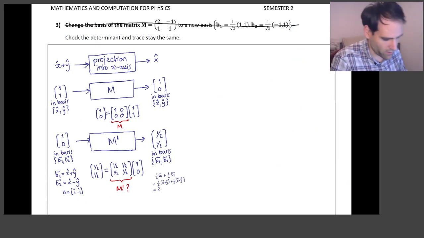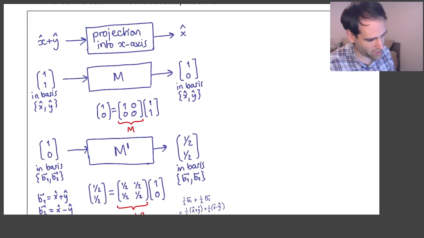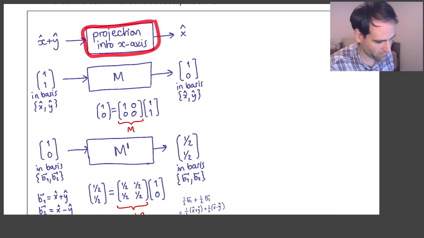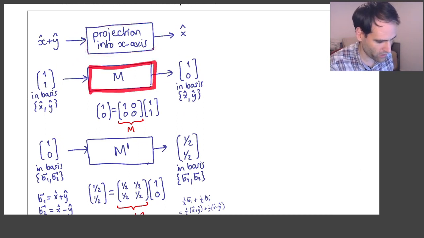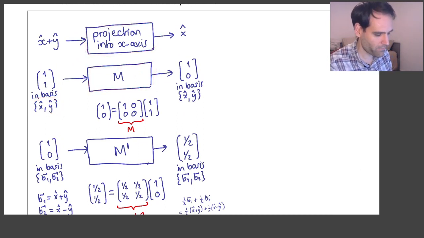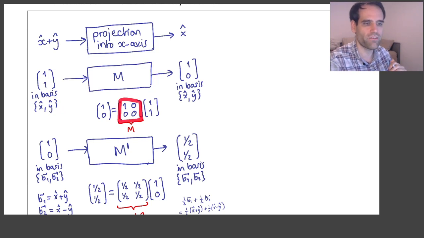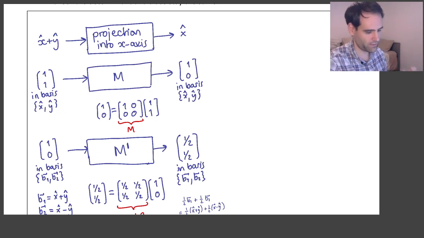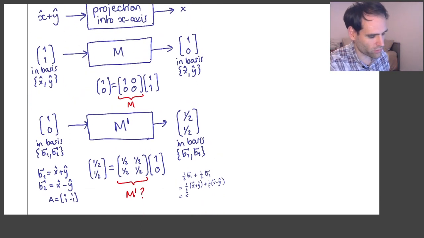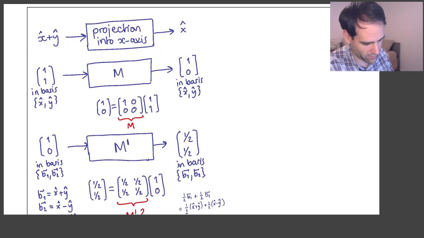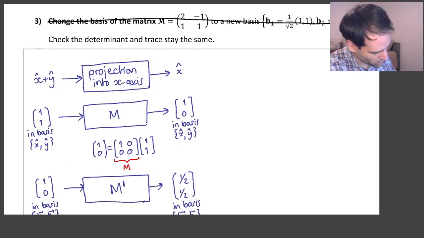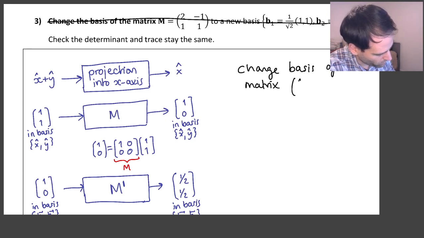So let's consider we have a transformation which is the projection into the x-axis. And this transformation is given in the x hat, y hat basis. It is given by the matrix 1, 0, 0, 0, okay? This corresponds to projection into the x-axis. But now let's say that we want to change the basis of this matrix. So the question would be: change basis of matrix 1, 0, 0, 0 to a new basis.